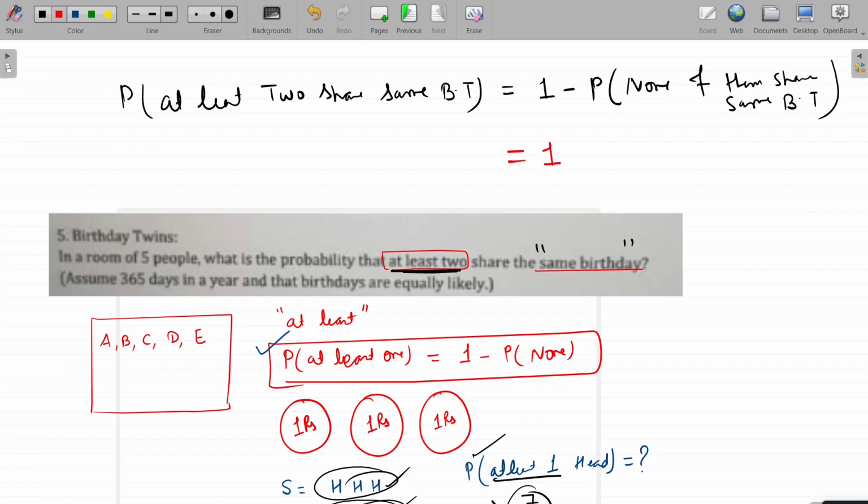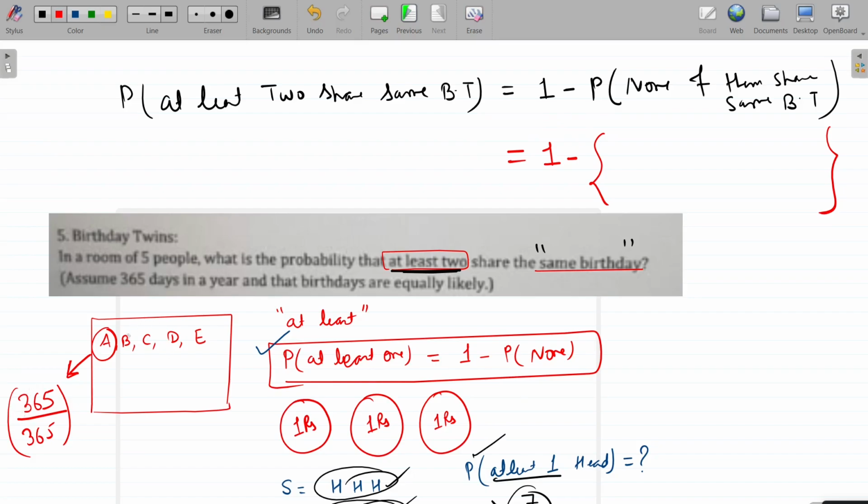Okay, so it should be 1 minus. Now suppose we are considering the first person A. A can have any one day as his birthday; it cannot have two birthdays. So it can have 365 days, any one day it can take, so 365 upon 365. This is the probability for person A. It can have any day in a year as a birthday.